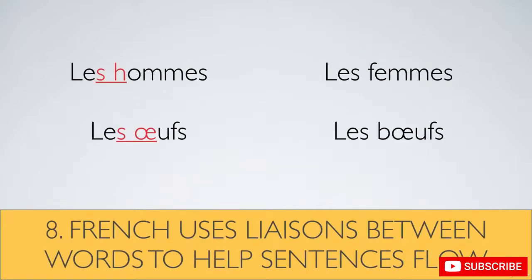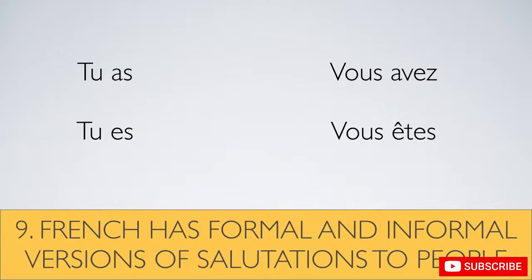Number 8, French uses liaisons between words to help sentences flow better. So here we have an S. With S's, when they come before a vowel, it makes a Z sound. So for example, les hommes, as opposed to les femmes, where the S isn't pronounced. We have les œufs, where the Z is there, as opposed to les bœufs, where the S isn't pronounced.